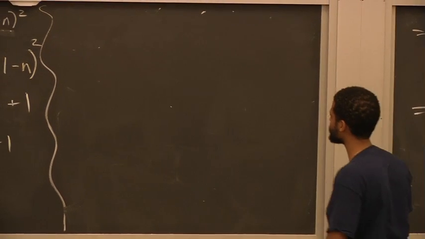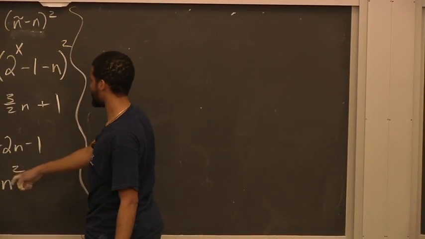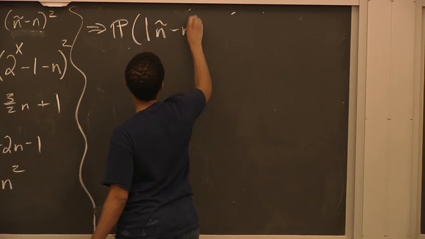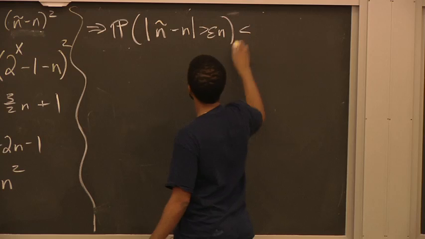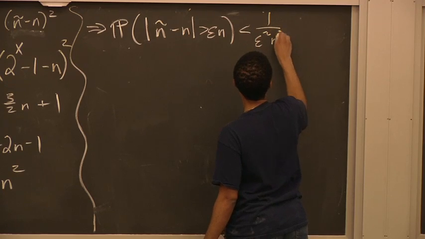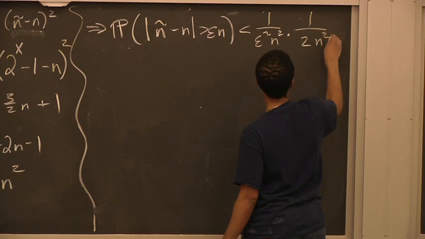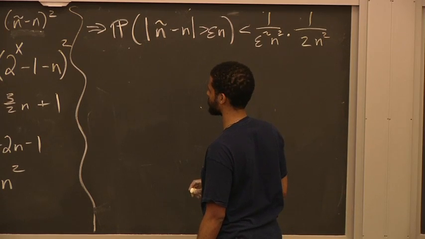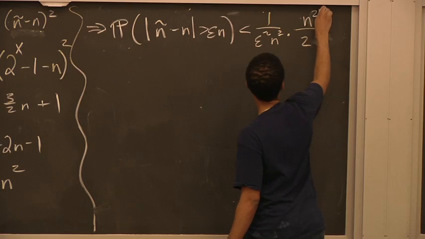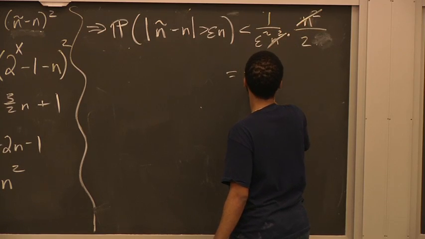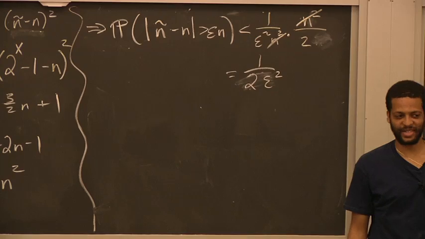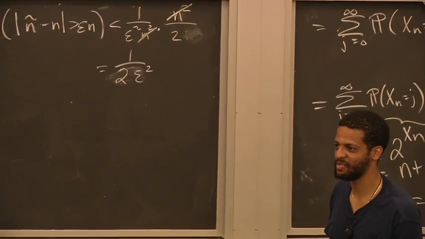So now we know that this implies that the probability that ñ minus n is bigger than epsilon n is at most 1 over epsilon squared n squared times 1 half n squared, or n squared over 2. And that cancels that. This is equal to 1 over 2 epsilon squared. Okay, so if a probability is bigger than 1, then that's kind of a useless bound.